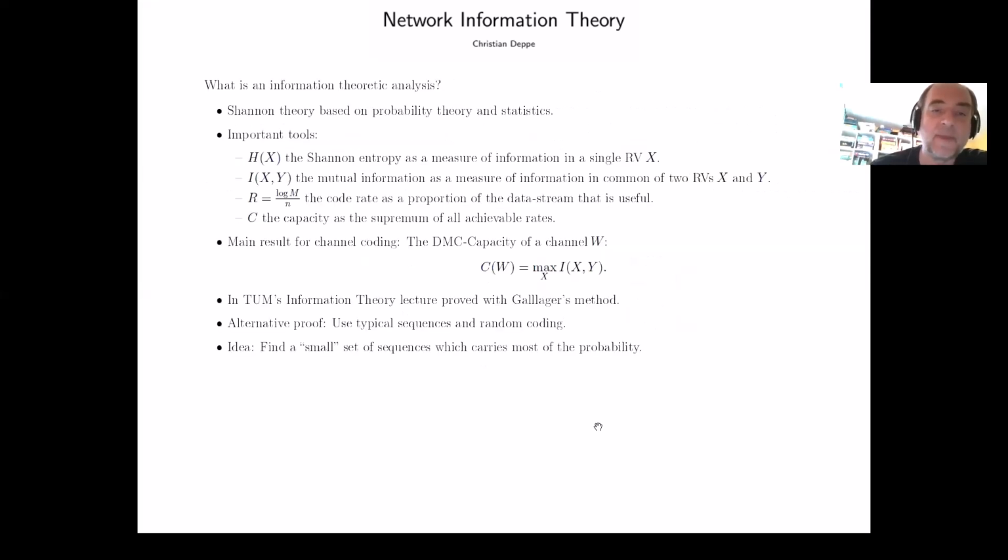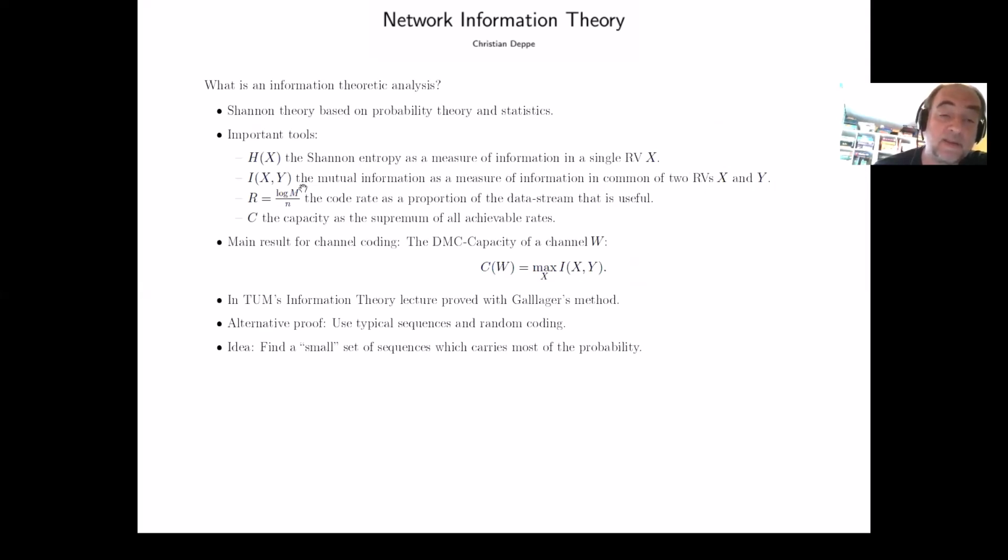We will do some information theoretic analysis. What does it mean? Because you have all attended the lecture on information theory, you know this method already. Just to remind you of the important tools: we have H(X), which is Shannon entropy. It's a measure of information in a single random variable X. Then we have the mutual information as a measure of information in common between two random variables X and Y.